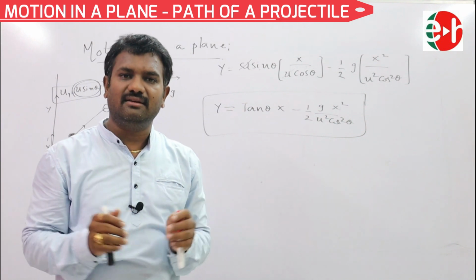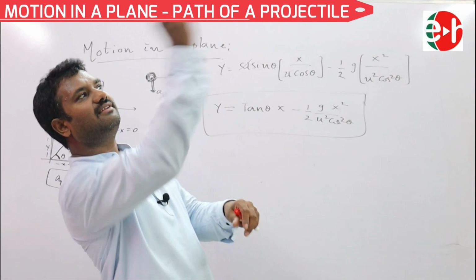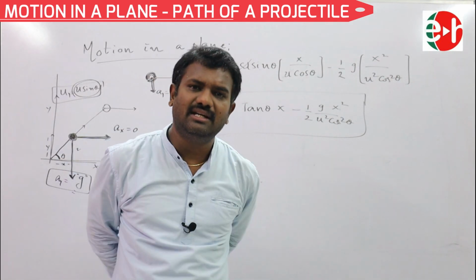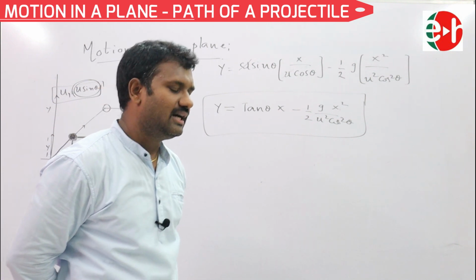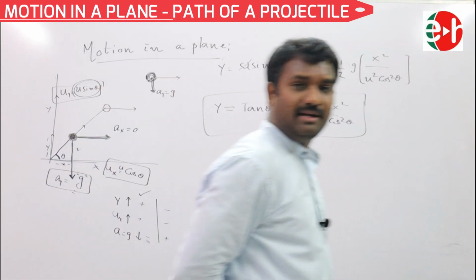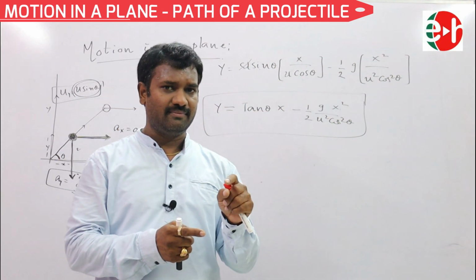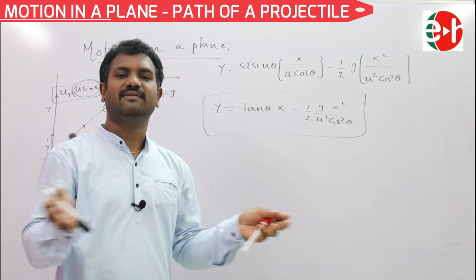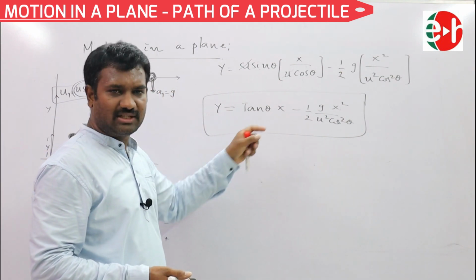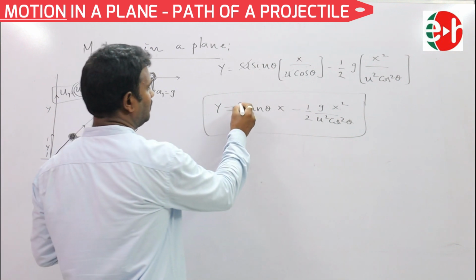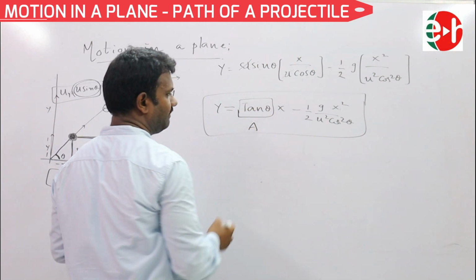Is it constant or variable? Yes, it's constant. If I say that I have thrown this ball at 45 degrees, then it is always 45 degrees. That's why theta is constant. If theta is constant, tan theta is also constant. So I am going to replace this constant with some fixed quantity A.